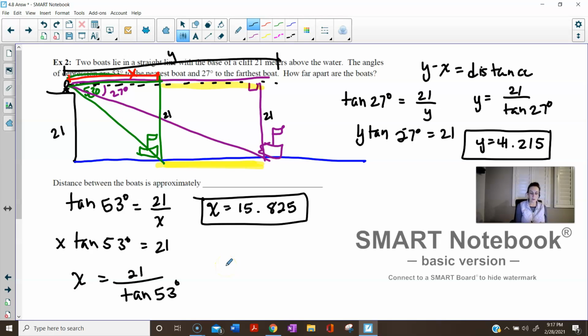So I'm just going to arrow up and grab the full 41 point, subtract, arrow up, grab the full 15, enter, and the distance right here is going to be 25.390 meters. And that's the distance between the two ships.